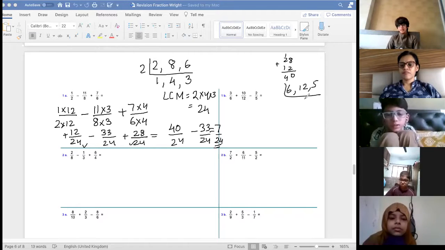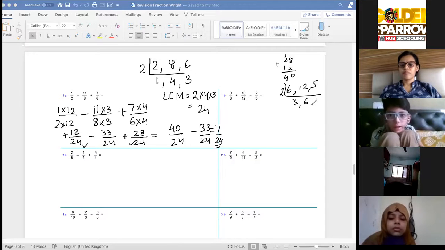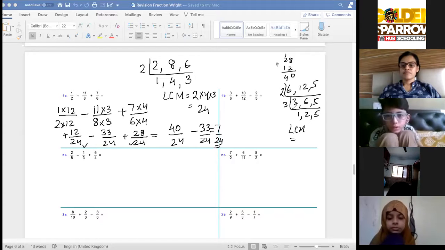Ma'am, 2 3s are 6 and 2 6s are 12 and 5 will come as it is. Then we will take 3 1s are 3, 3 2s are 6 and 5 will come as it is. Then we will take 5. Yeah, we can make LCM. 2 into 3 into 5, 60. 2 5s are 10. And 60. Correct, 60. So 6 into how many times? 6 into 10 is 60. So 3 into 10. Correct.